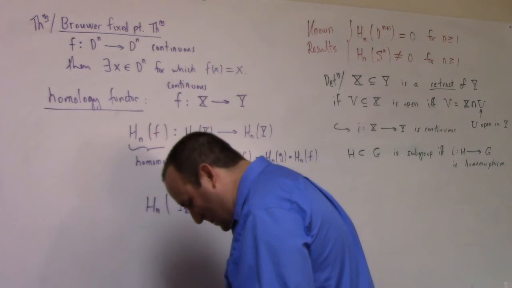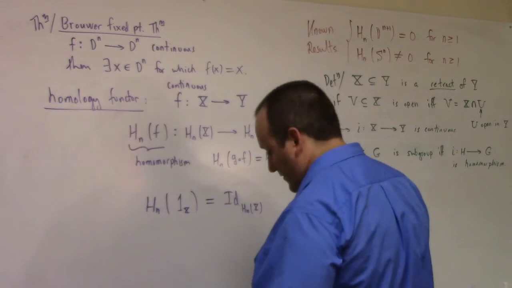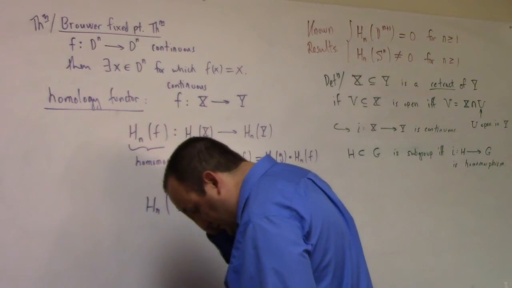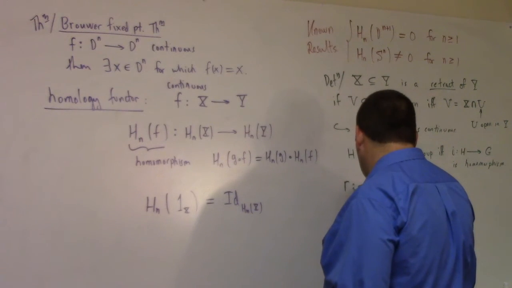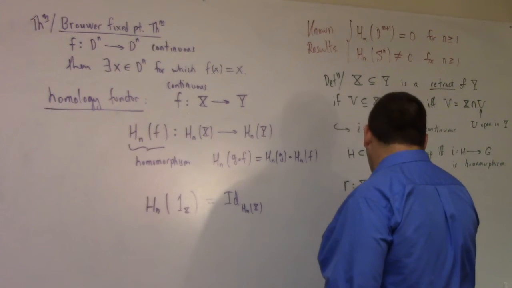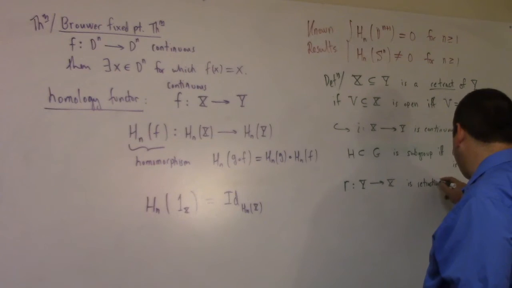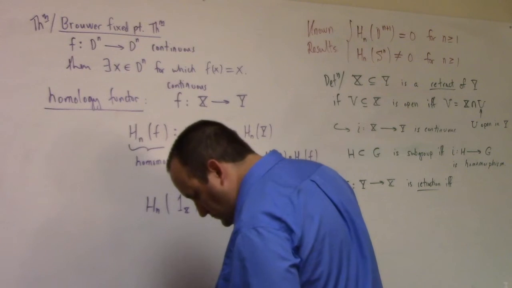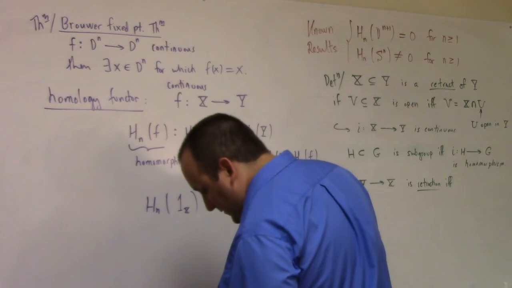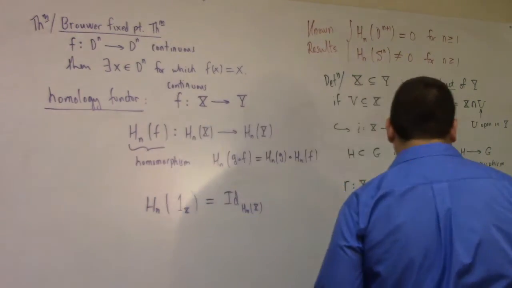Let's see here. Where are we? In any event, just to get to the point here, a continuous map R from Y to X is a retraction if and only if the composite of R with the inclusion map is just the identity on X.